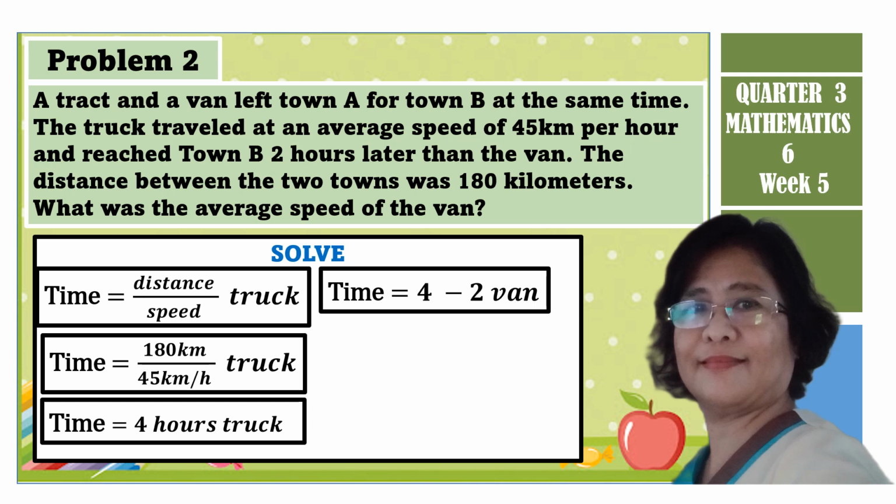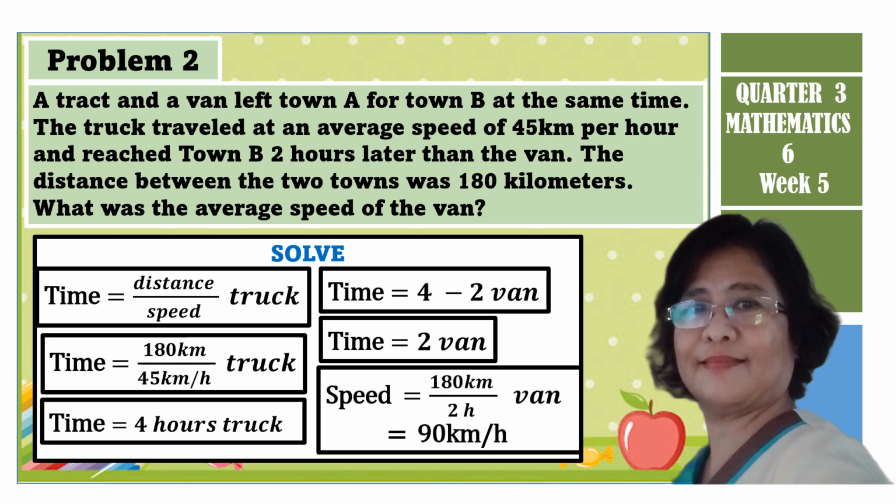The next is to find the time spent by the van. We all know that the truck reached town B 2 hours later than the van. So let us subtract 2 hours from 4 hours. The answer is 2. This will be the time spent by the van. So to find the speed of the van, using the formula, the distance over the time, 180 divided by 2, the speed of the van is 90 kilometers per hour.